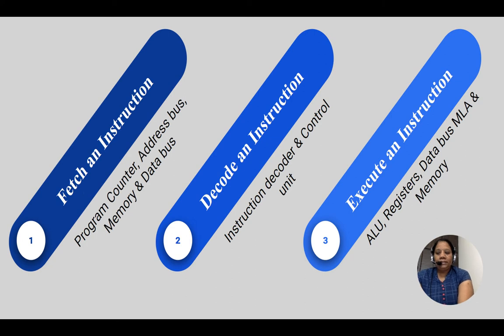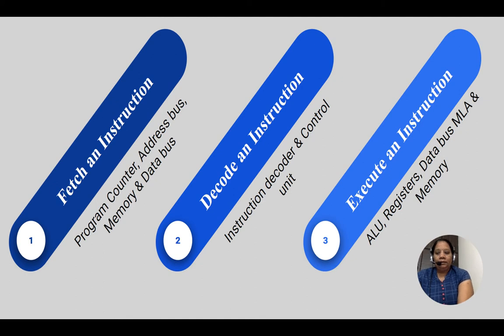If an instruction is fetched from the memory, then it has to be decoded. For it to be decoded, it moves on to the instruction decoder. And once the instruction decoder decodes the instruction, it generates control signals for execution.